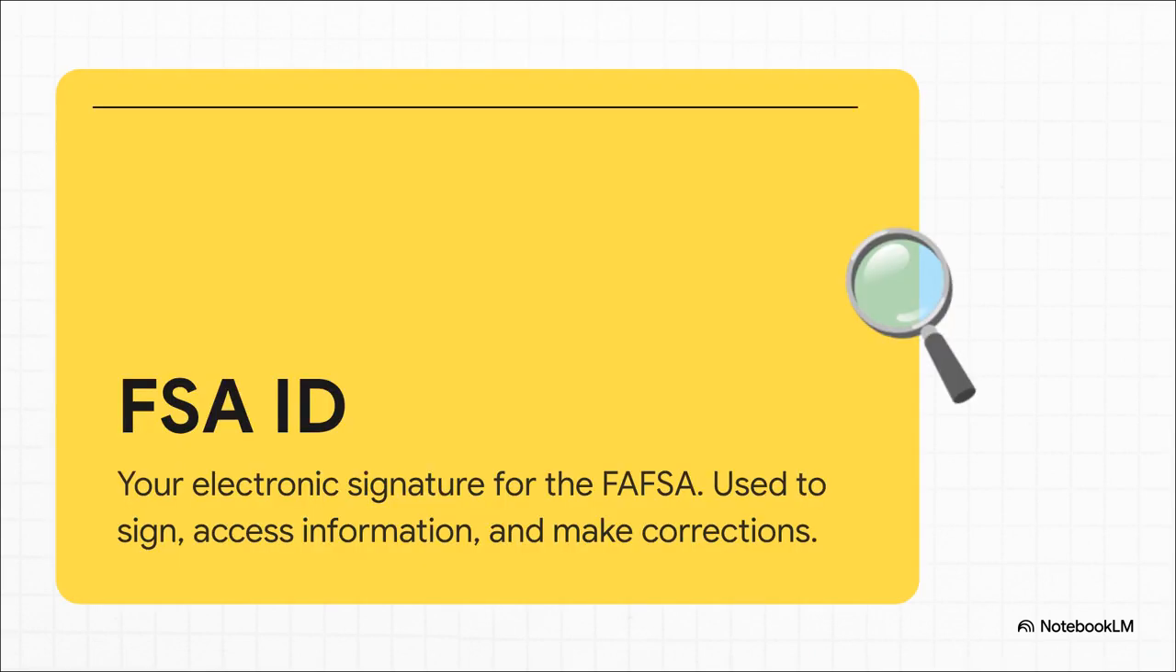Okay, let's break it down. Yes, the FSA ID is your electronic signature for the FAFSA application, but honestly, it's way more than that. It's the digital key that lets you sign all the forms, check on your financial aid information, and, this is a big one, make corrections later on if you need to.